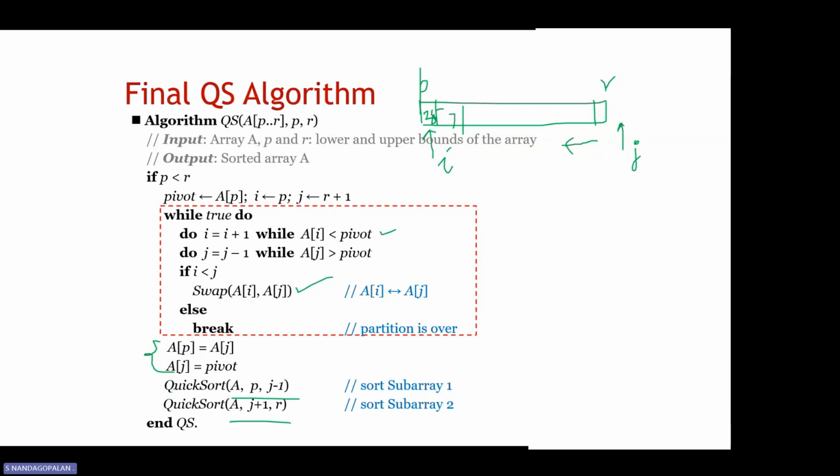Then what we did, we took the left half and the right half and called the same algorithm, but with a different set of elements, P to J minus 1 and J plus 1 to R. So that completes your algorithm.